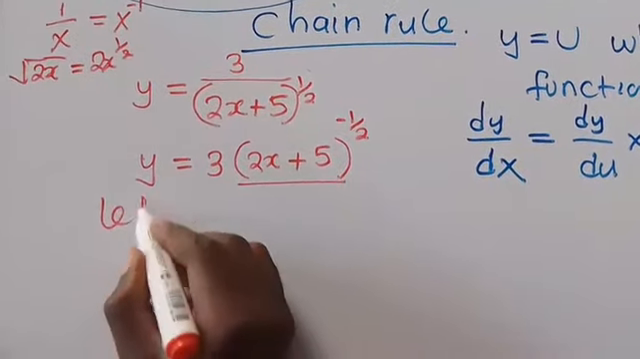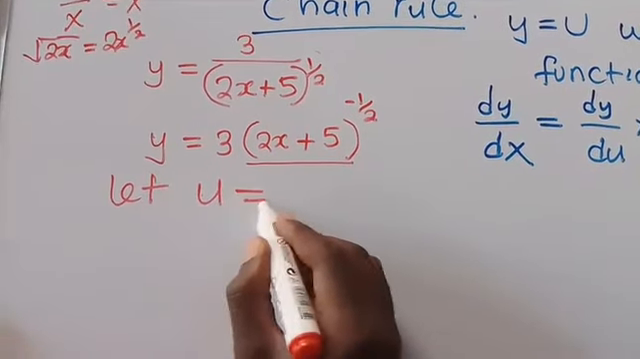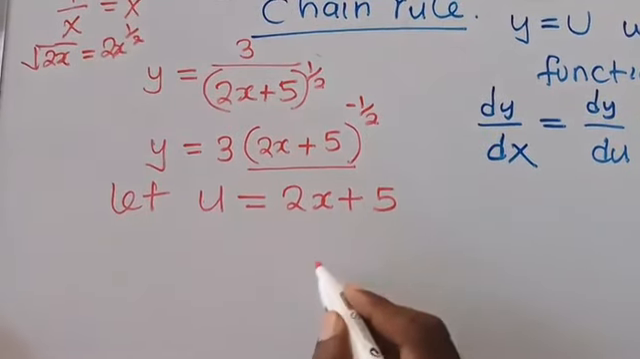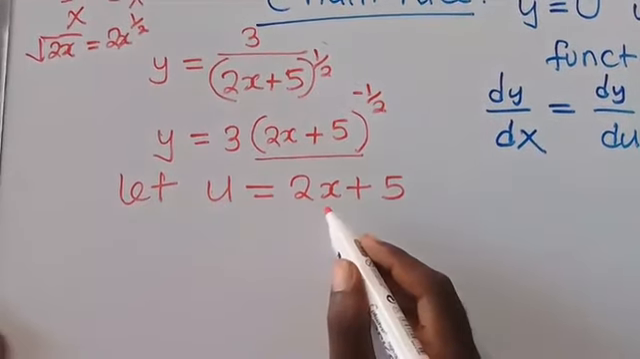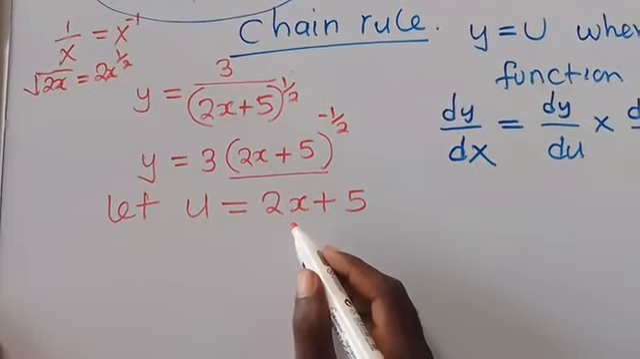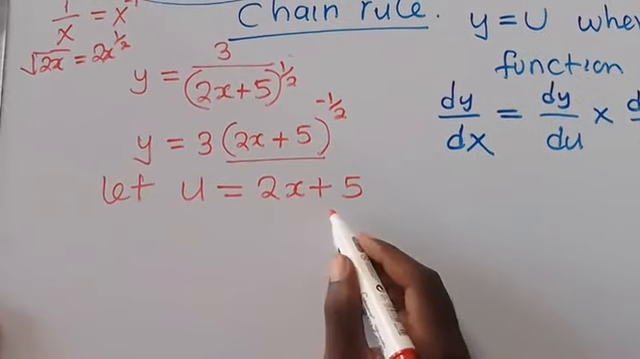So you say let what? Let u be equal to what? u be equal to 2x plus 5. So u is equal to that. So u is equal to this.